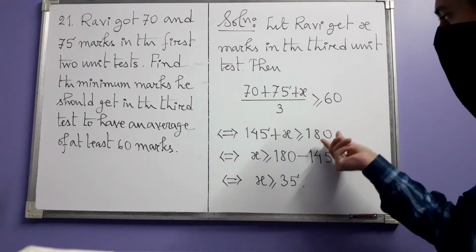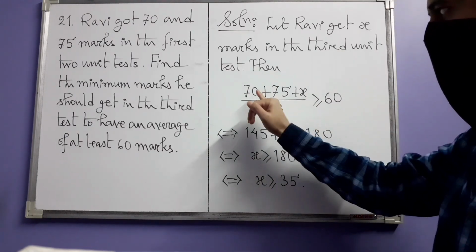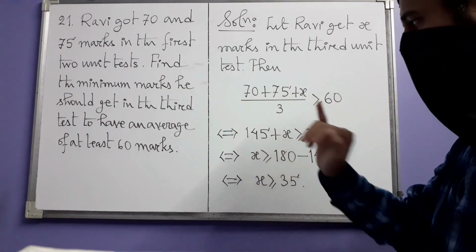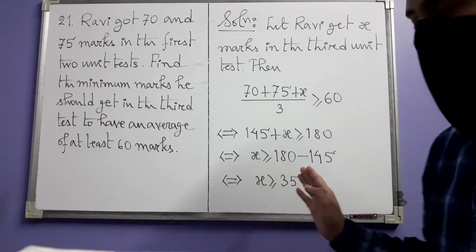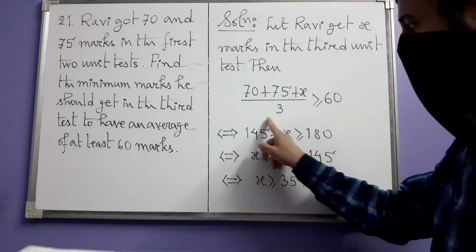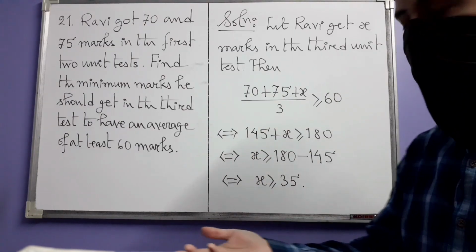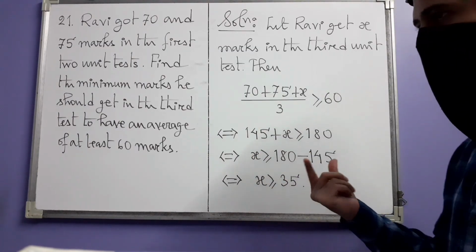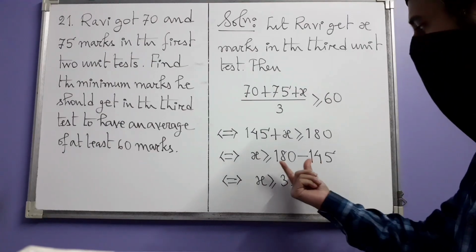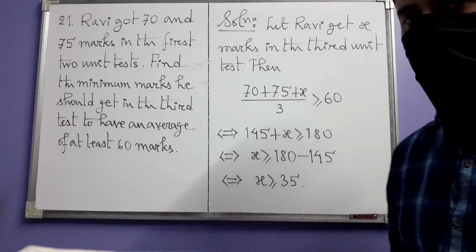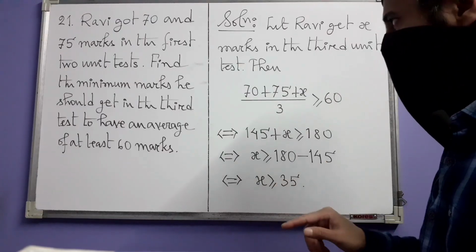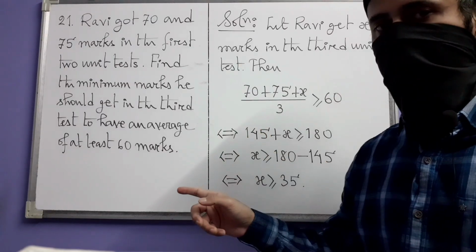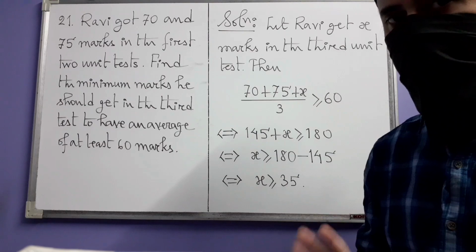So 3 times 60 is 180 and simultaneously 70 plus 75 is 145. And then you subtract 145 from both sides, and that way there will no longer be 145 on this side, and on this side you will have minus 145. So 180 minus 145 becomes 35. So X should be at least 35 so that the average is at least 60.